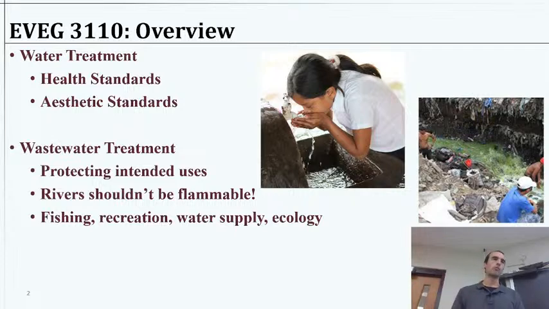And if we're discharging wastewater to them, that can impair the intended uses. And so our regulatory goals are to protect them. Sounds pretty obvious, but rivers should not be flammable. And rivers were flammable about 50 years ago sometimes.